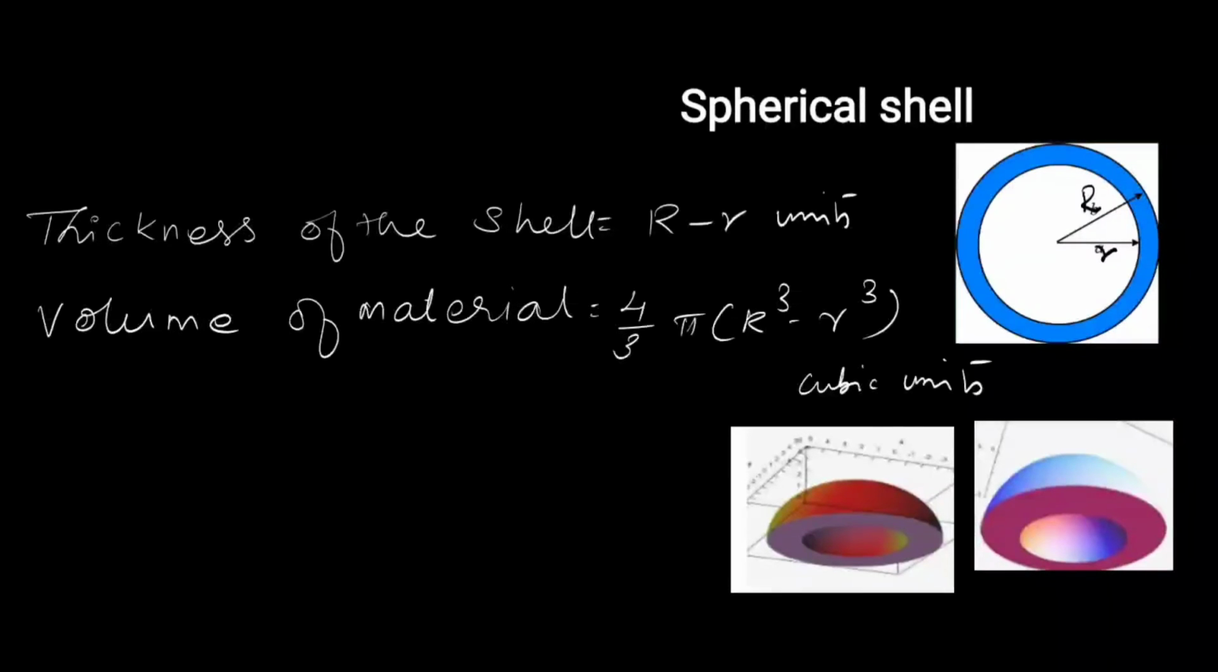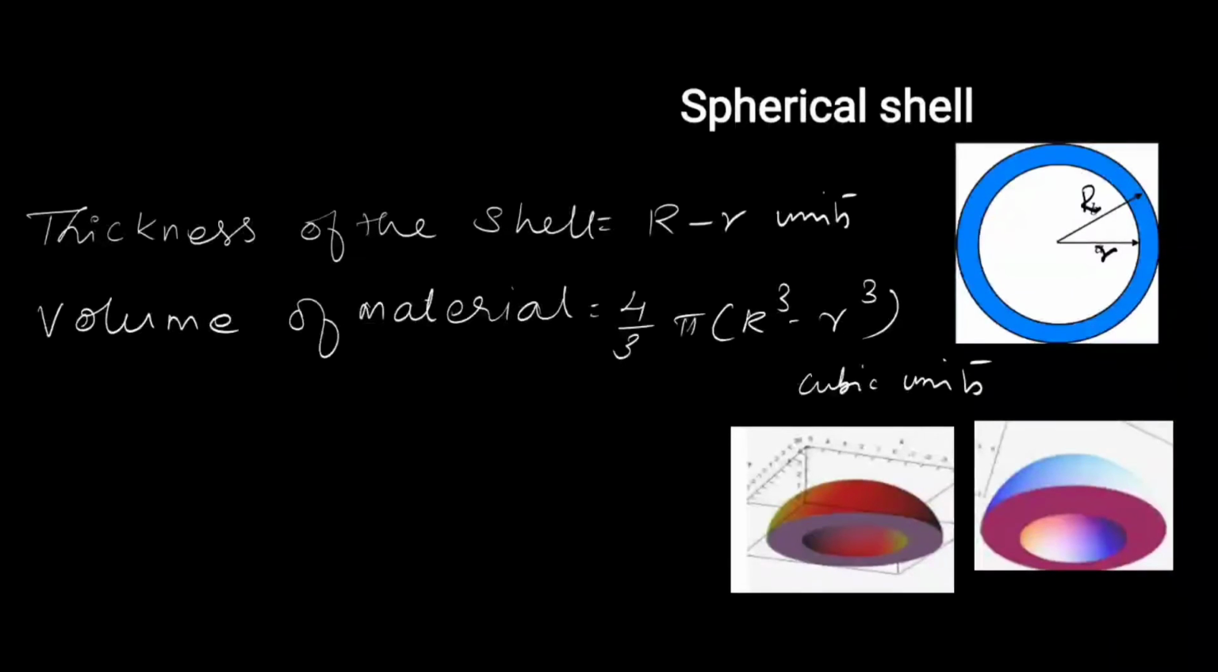Here the surface area is similar to the sphere, but the volume varies as the inside is not filled completely. For a sphere we get the volume 4 by 3 pi r cube. So to find the volume of this spherical shell, we should subtract the outer volume minus the inner volume.